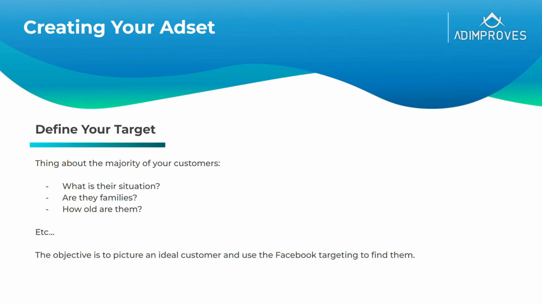So, first things first, this one is very important. Think about the majority of your customers. What is their situation? Are they moving in? Are they families with children? Old people whose kids have grown up deciding to jump on a renovation? Try to picture an ideal or desired customer in your head and use the Facebook targeting options to reach them.